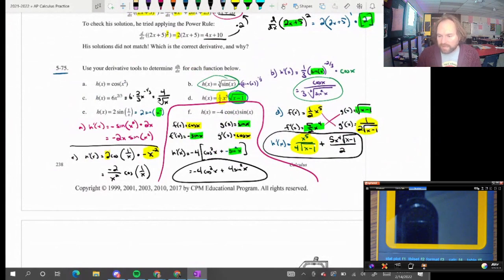Whew. Derivative rules, man. Product rule, chain rule. Keep them close to your heart. They will help you all the time.